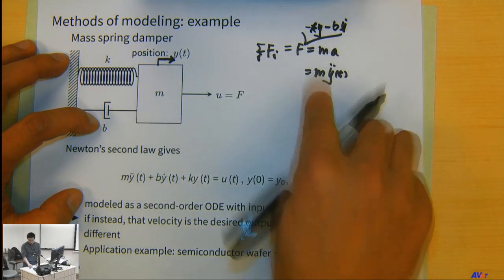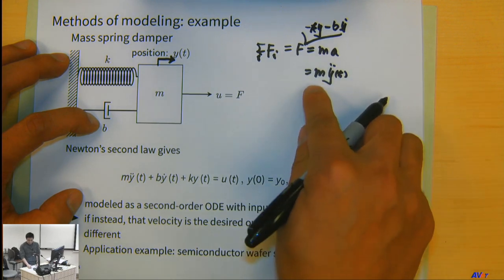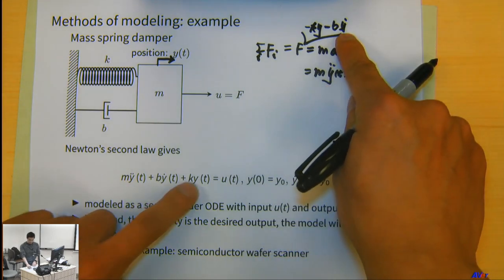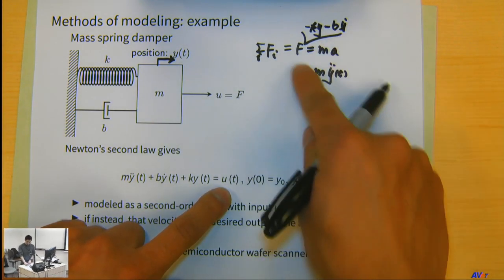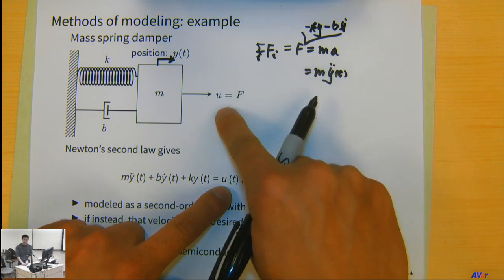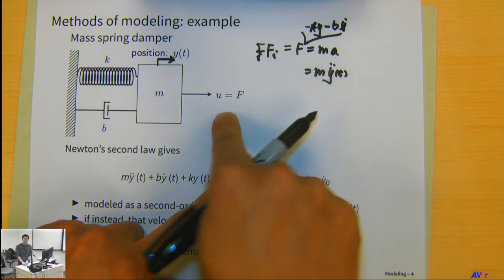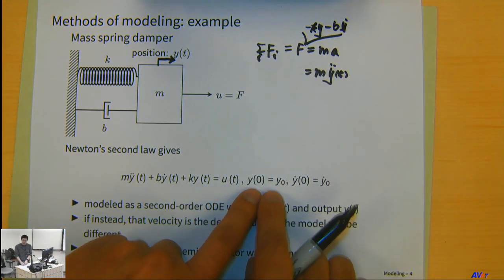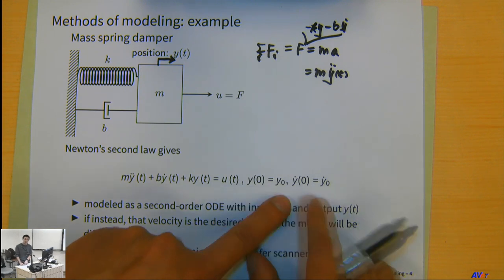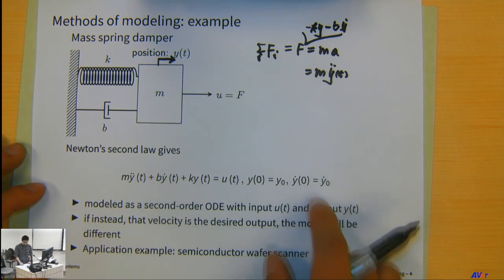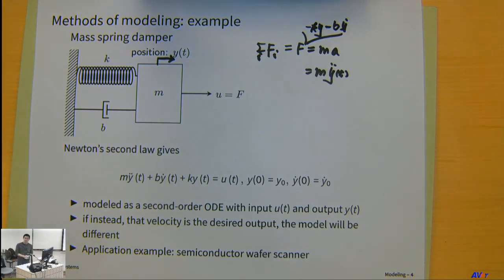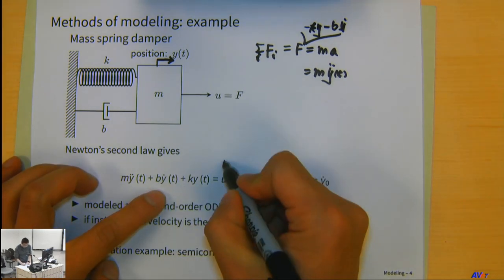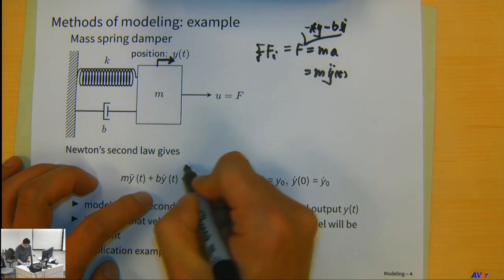You can move things around. I'm going to move all the terms about y to one side, and then I get m y double dot plus b y dot plus ky equals f. My notation here for f is u, which is what we usually use for control signals. There are, of course, initial conditions about the position and about the velocity. These are set over here. So that is a model that we can use. It tells about the relationship between the input u and the output y.